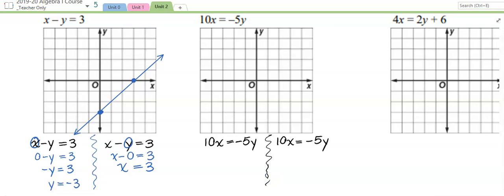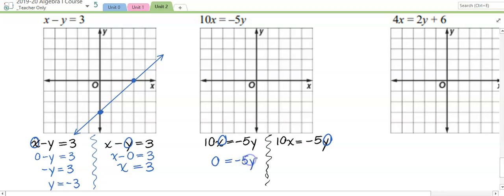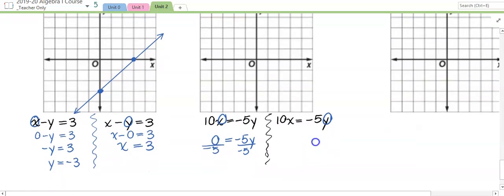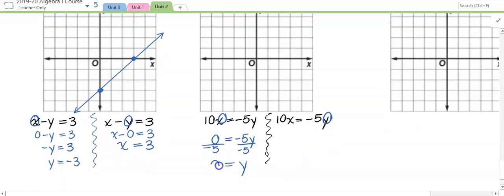All right, first I'm going to make x 0, and on the right I'm going to make y 0. 10 times 0 is 0, equals negative 5y. Dividing by negative 5, I get that y equals 0. On this side, I have 10x equals negative 5 times 0, because y is 0, which is just 0. Then I divide by positive 10, x equals 0.